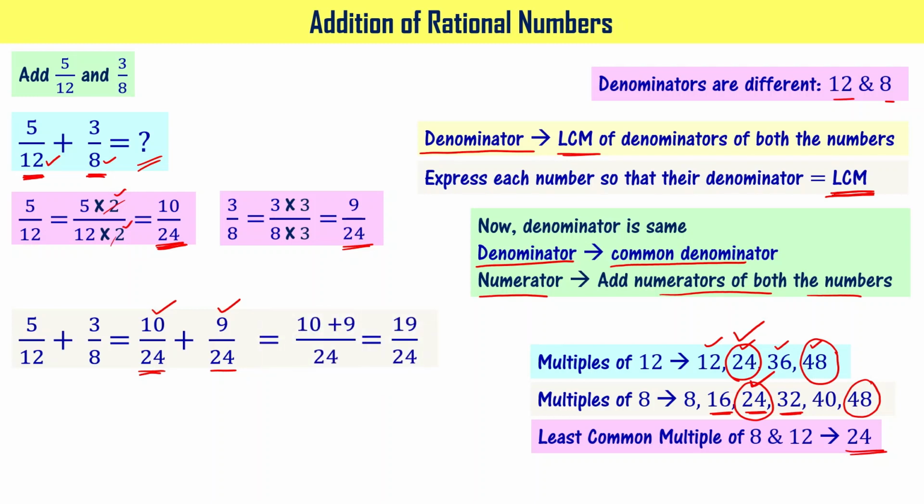So let's write that. 10 by 24 plus 9 by 24 can be written as 10 plus 9 divided by 24. 10 plus 9 is 19, right? Divided by 24. To answer the question, 5 by 12 plus 3 by 8 is equal to 19 by 24, right? Now let's learn about additive inverse. What does it mean by additive inverse?